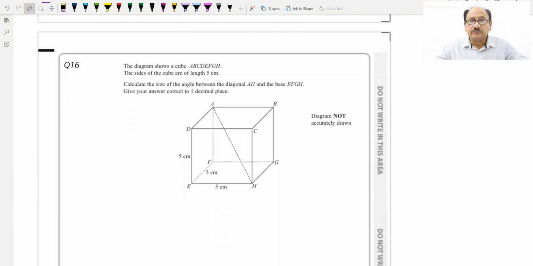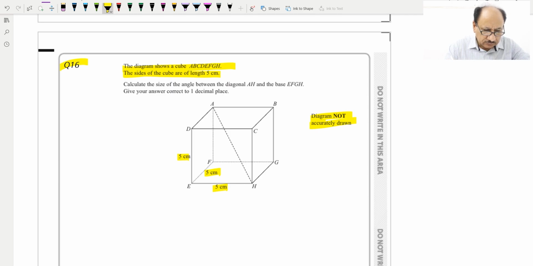Now we can move to the next question, question number 16, which says the diagram is not accurately drawn. The diagram shows a cube, and the cube is A, B, C, D, E, F, G, H, and the sides of the cube are 5 centimeter. So each side is 5 centimeter.